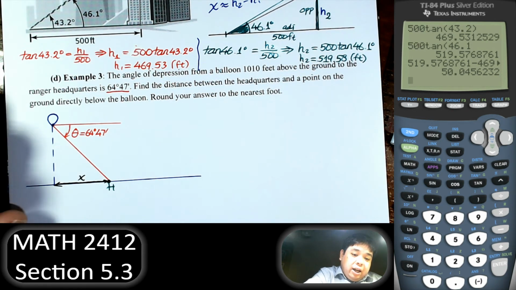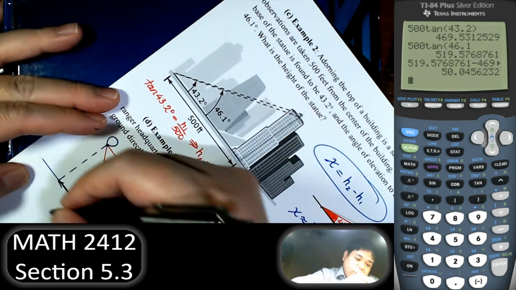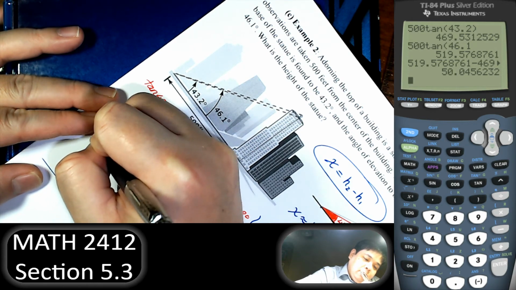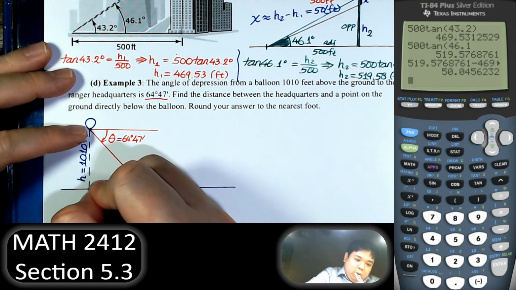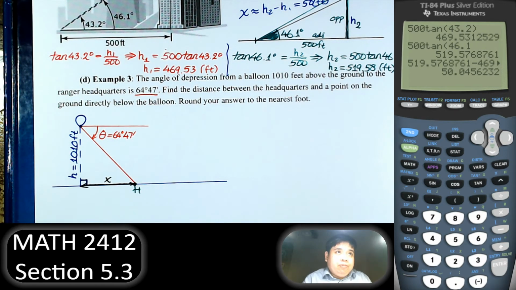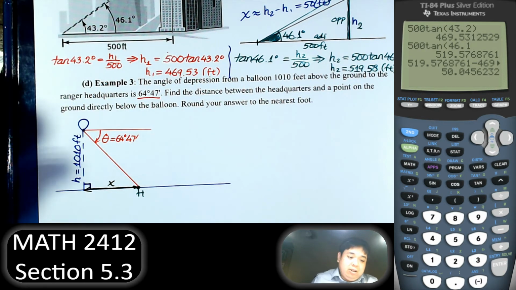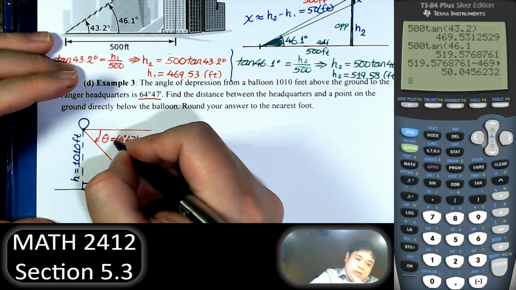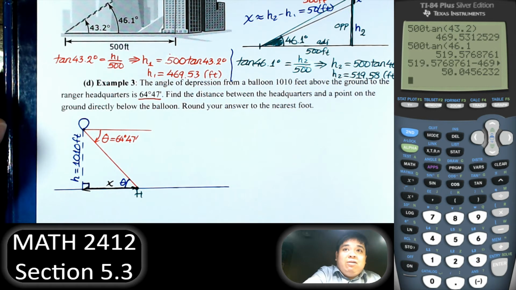Alright, so we have that. And we know the balloon is 1,010 feet above the ground. So we know this. And then just use some trigonometry. By the way, this is directly above the ground, so this will be a right triangle. So we are asked to find x. We have the height, we just need an angle, but this angle is outside of the triangle. Luckily, because this is a horizontal line and the ground is assumed to be horizontal as well, this angle is also 64 degrees and 47 minutes.